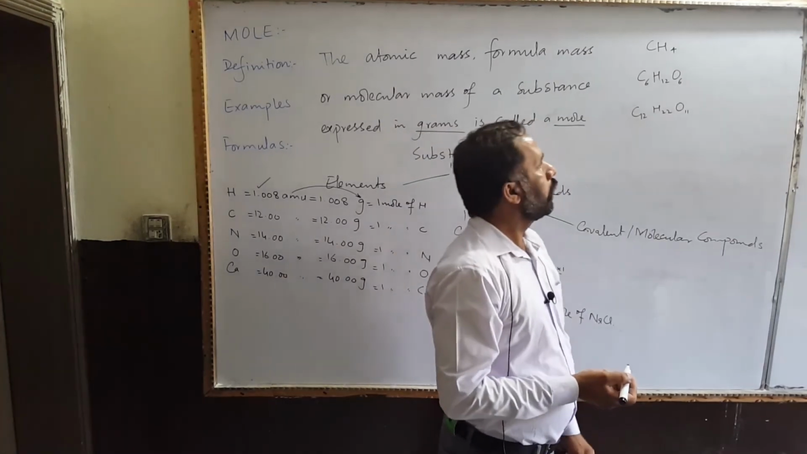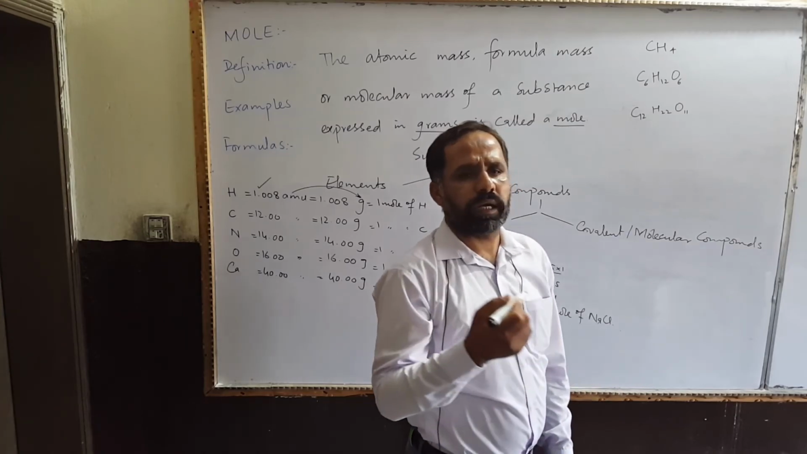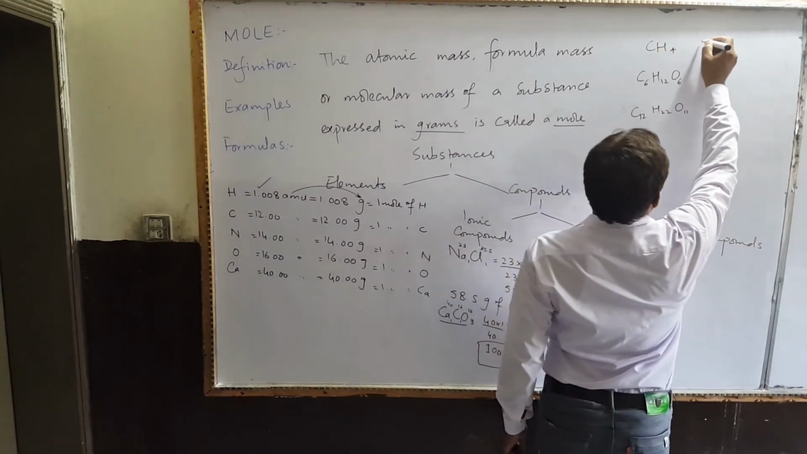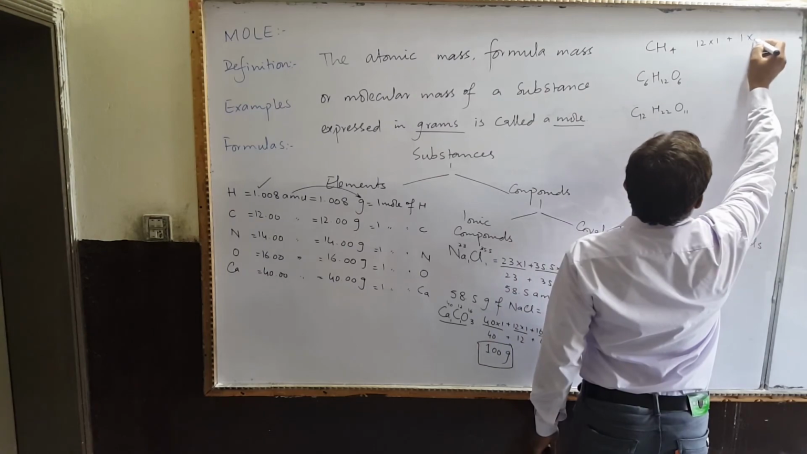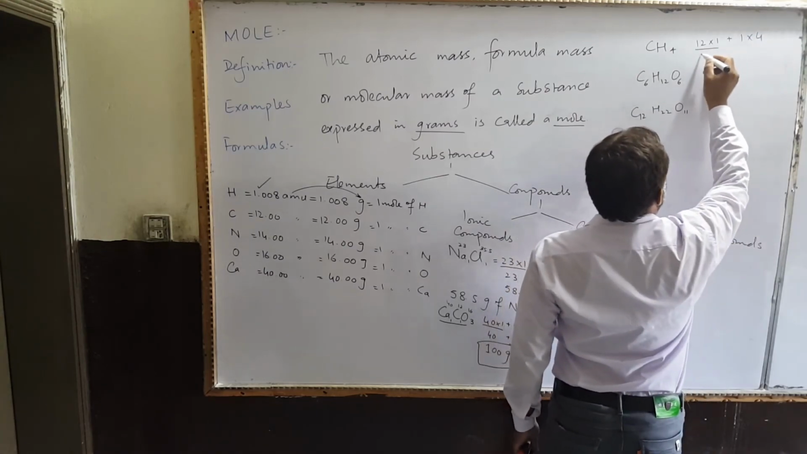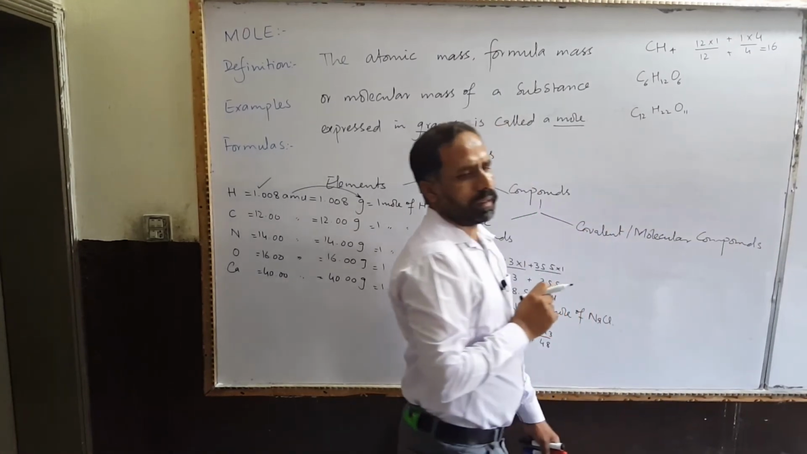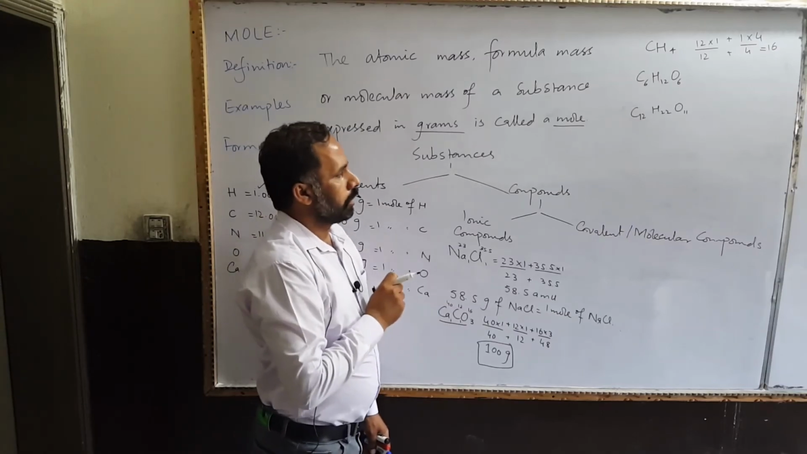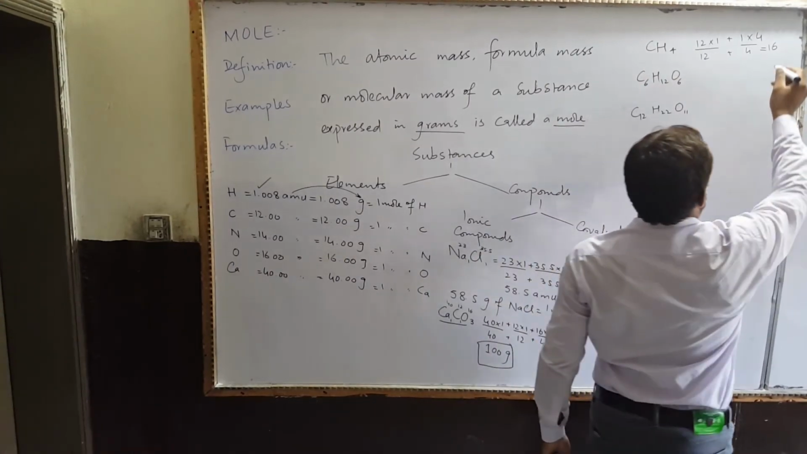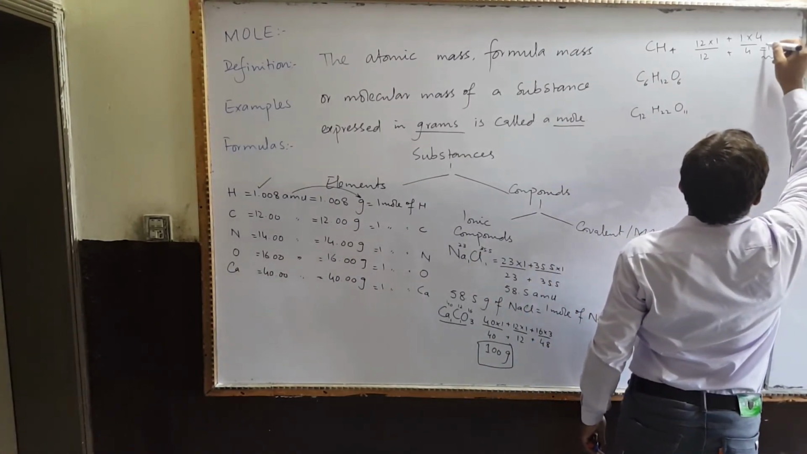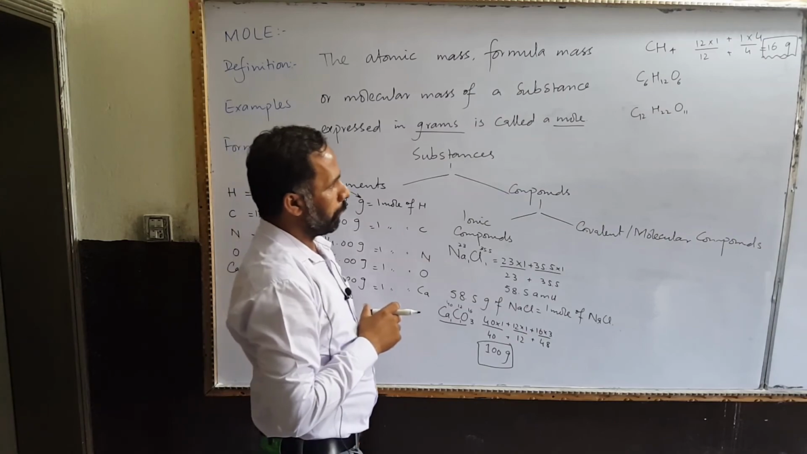CH4 means methane. Here there are only two elements, carbon and hydrogen. Carbon has one atom while hydrogen has four atoms. We have to multiply the mass number of carbon, 12, with its number of atoms, 1, plus the mass number of hydrogen, 1, with its number of atoms, 4. We will add 12 plus 4, which will be equal to 16. 16 AMU is the molecular mass, or molar mass, of methane, but we have to calculate in gram. If we take it in gram, this will become the molar mass, 1 mole of methane.